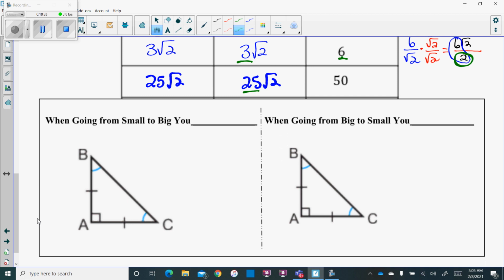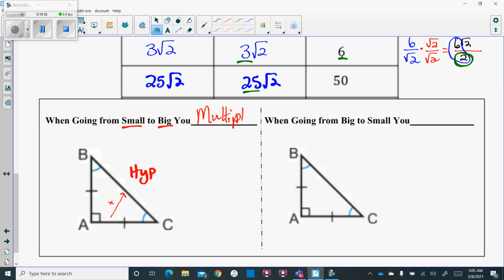So these are some patterns I want you to recognize. It's just a relationship that happens depending on what part you're given and what part you're trying to find. Anytime you're going from small to big in a right isosceles triangle, the big is always the hypotenuse. Even in other types of special right triangles, the biggest part is always going to be the hypotenuse. So anytime I'm going from the smaller part, which would be my leg, to the hypotenuse, going small to big, you're always multiplying.